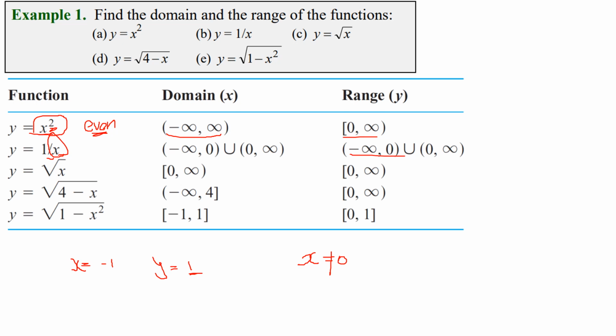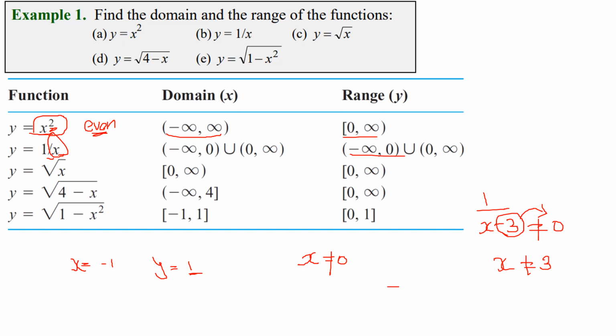And same if you have 1 over x minus 3, for example. In this case, the denominator is not equal to 0, right? The denominator is not equal to 0. And you have to take negative 3 to the other side. So this will be x is not equal to positive 3. So I do not take x as 3 in this case.